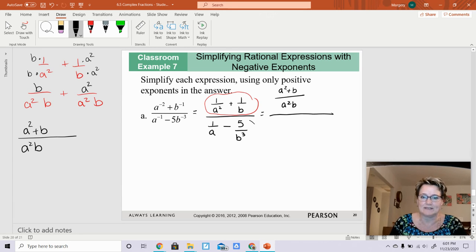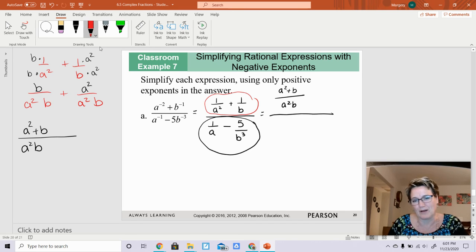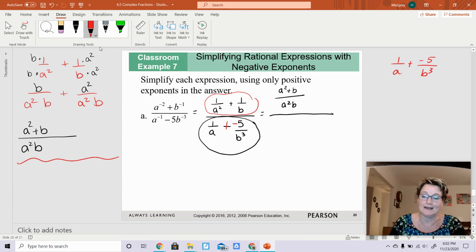That's that first one. Now this bottom one here, remember, I don't like subtraction problems, so I'm going to change that to addition and make that its opposite. It just helps me. So I'll do it over here. 1 over a plus a negative 5 over b cubed. Again, got to have a common denominator. They both have to have an a. They both have to have a b cubed.